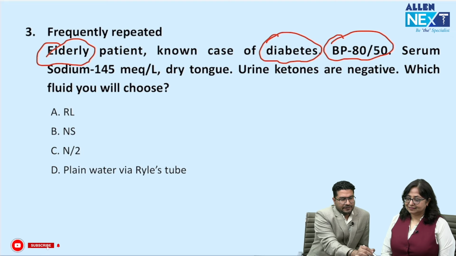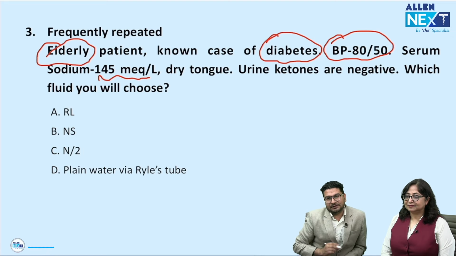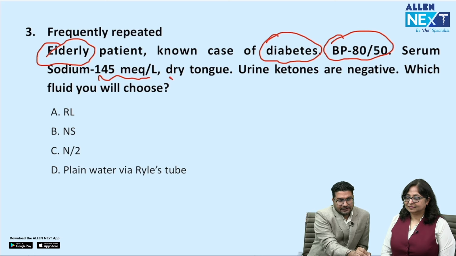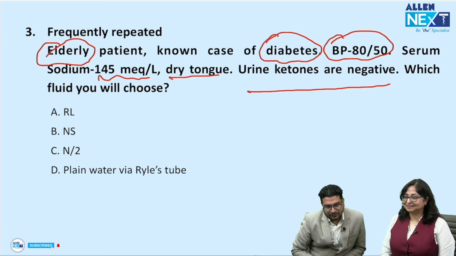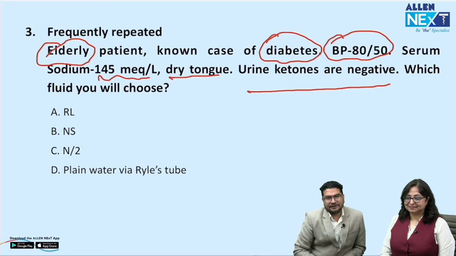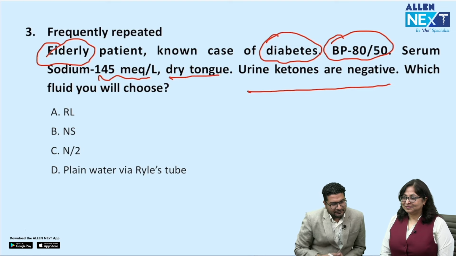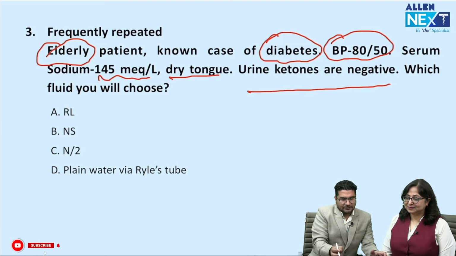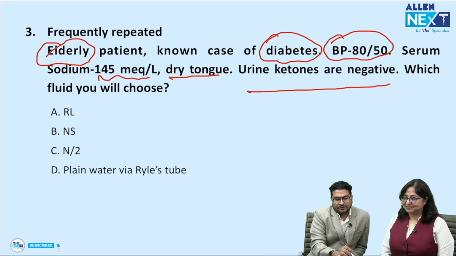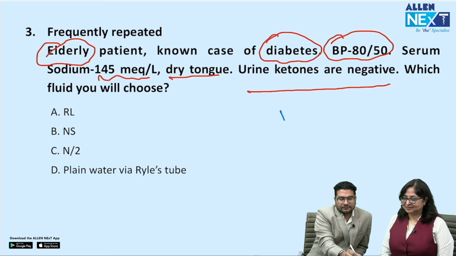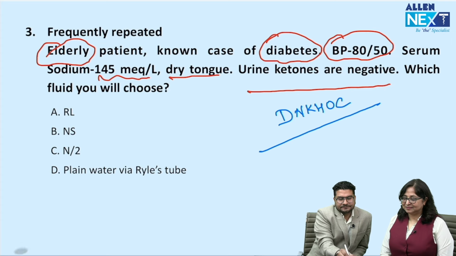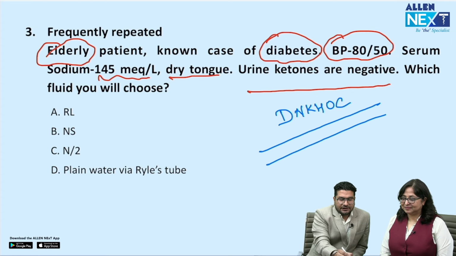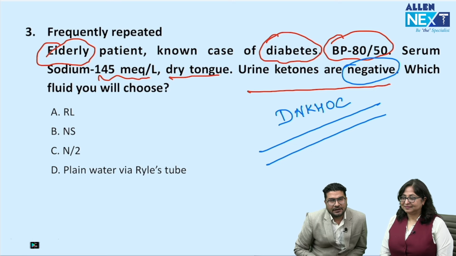Serum sodium value is 145. So for this question, you have to remember the normal sodium values. There is a dry tongue, which means the patient is dehydrated. Urine ketones are negative. Now first you have to tell me the diagnosis. What could be the diagnosis in this case? Johnny Wick, can you tell me the diagnosis first? What do you think? You can see the question: elderly patient, diabetes, urine ketones are negative, BP is 80 by 50. So I can say this could be a case of diabetic non-ketotic hyperosmolar coma. Why not DKA? Because ketones are negative. So it's a case of a diabetic coma.